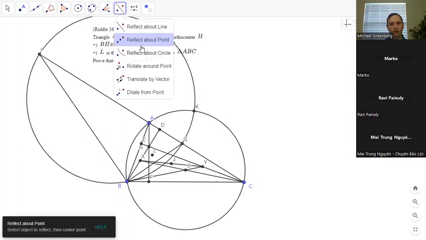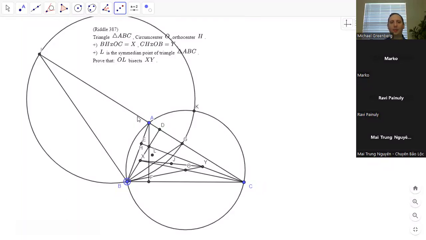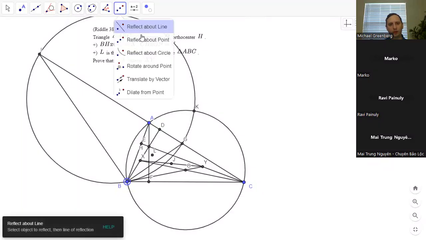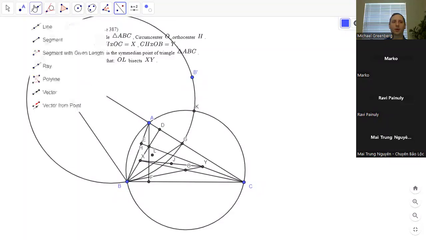so if I reflect B over AC? Oh yeah, because this is a... oh. Wait, it's wrong? Are you sure? Because isn't this a diameter of that circle? Oops. Why is it wrong? Okay, so yeah, it's right.